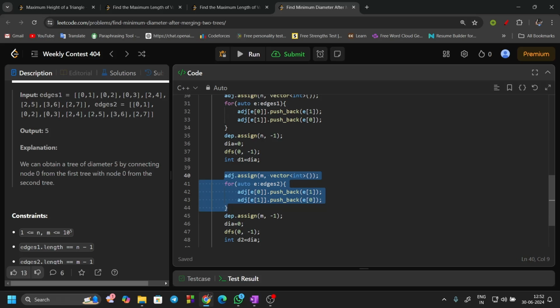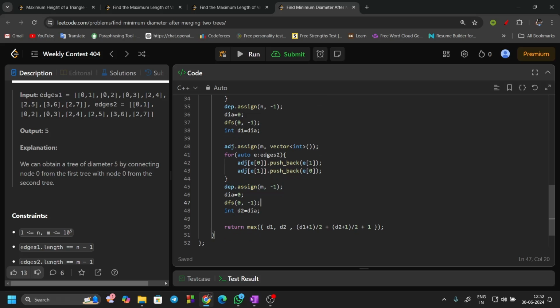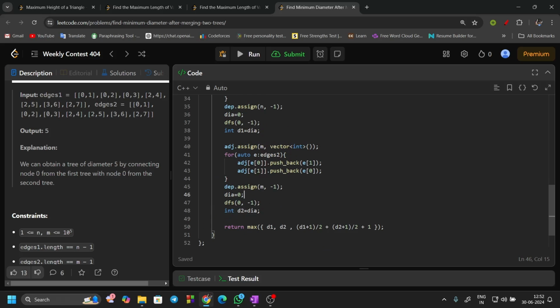I've cleared the first tree and inputted the second tree, and then I've cleared that depth vector also. And again, I've called DFS, initialized diameter to 0. Now, after DFS, my diameter would be calculated. That would be my D2, the diameter of the second. So this way, I've just used the same DFS function to calculate the diameter of both of them. You can write different DFS functions so that you can have different variables if you wish. So I'm computing the diameter of the first tree and the diameter of the second tree.